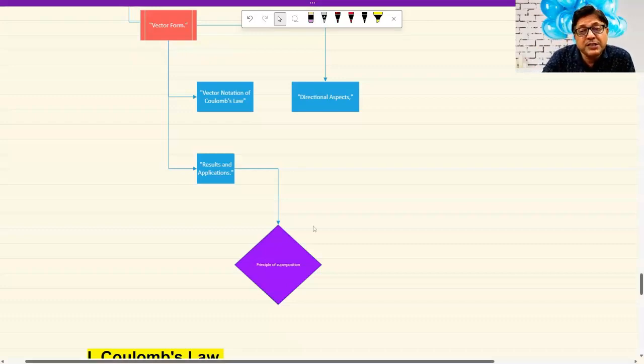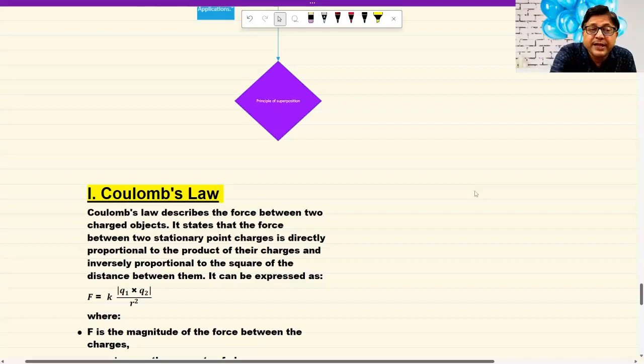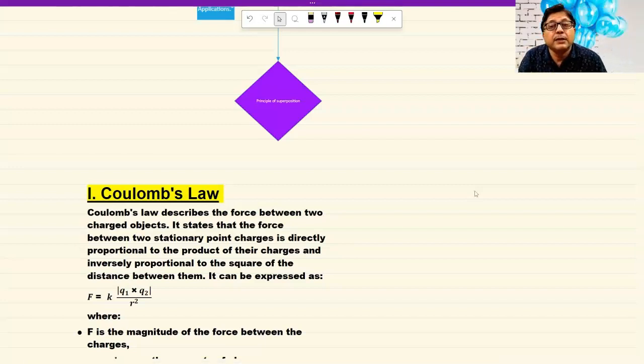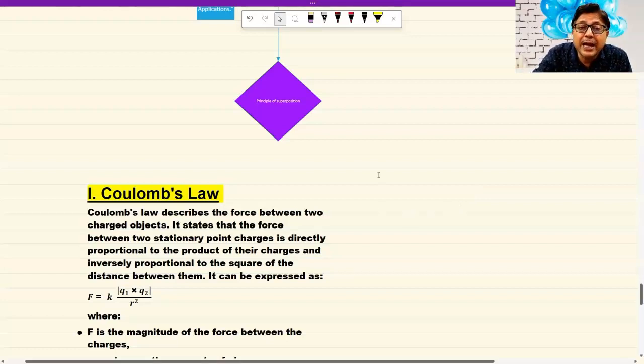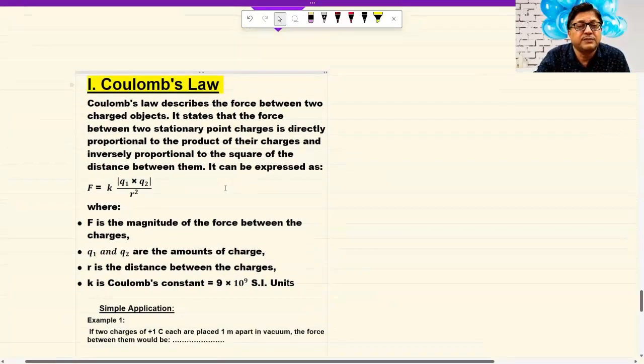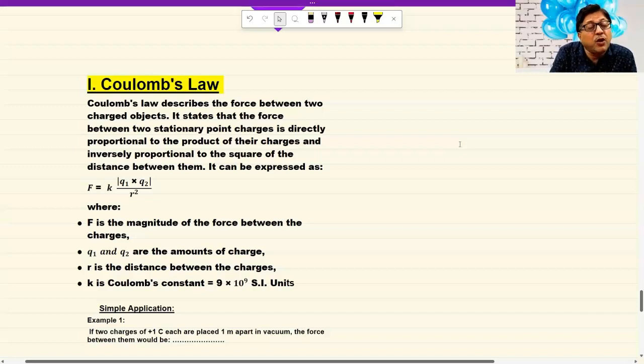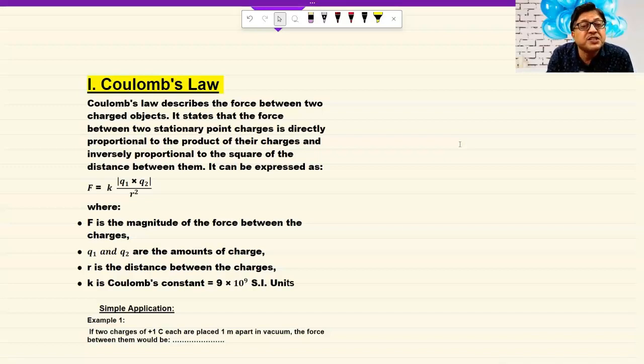If we keep two positive charges in air, or two negative charges in air, they repel. One positive and one negative, they attract. All these observations were made by Coulomb, and he described the force between two charged objects. Initially, he stated the law in this manner. Note the statement here: the force between two stationary point charges is directly proportional to the product of their charges and inversely proportional to the square of the distance of separation between them. I am not stating direction right now.